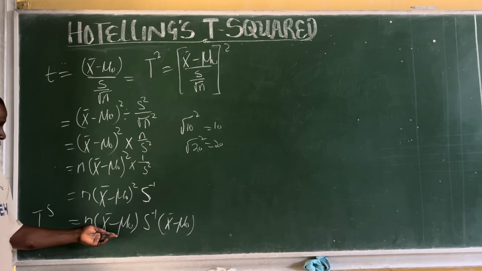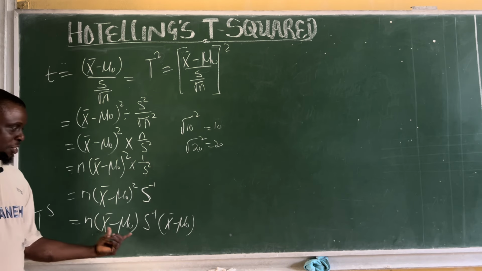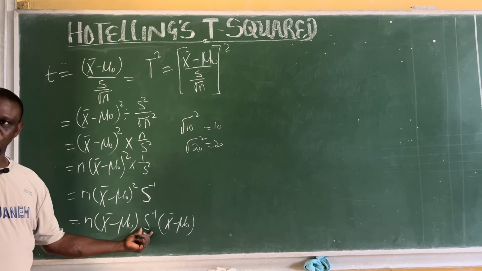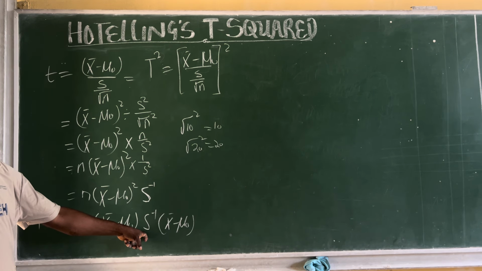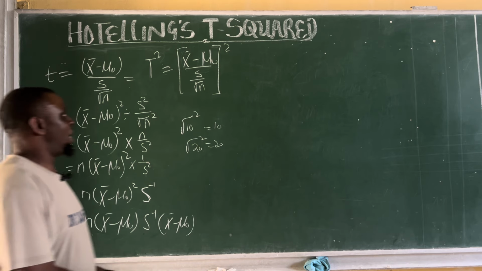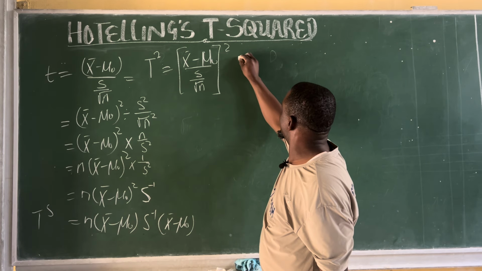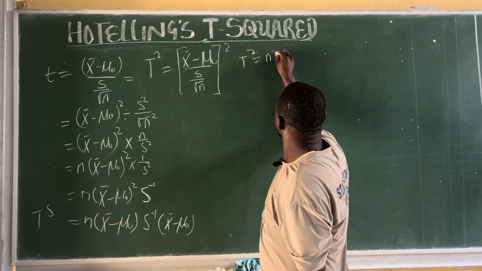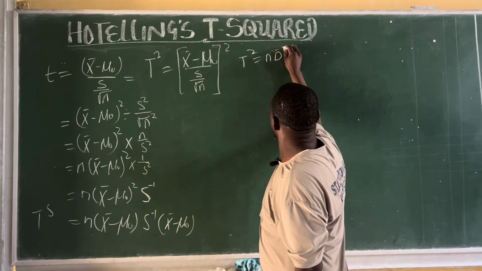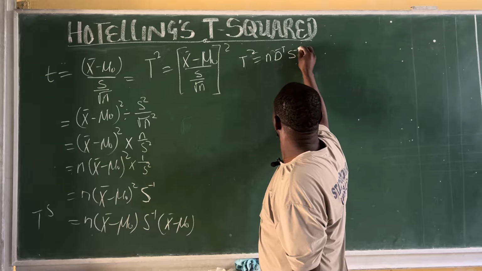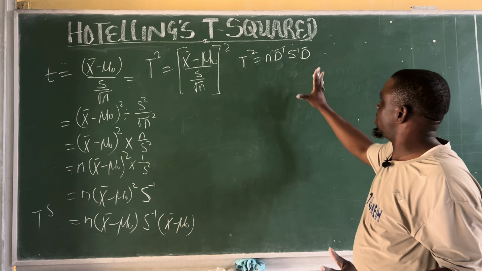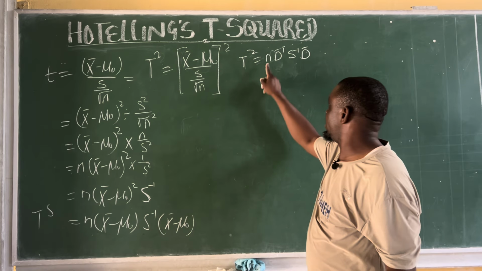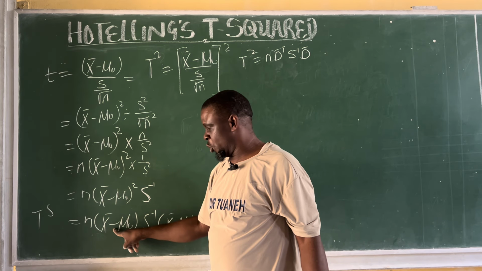Now what we have here is a vector. This is also a vector, and this is a variance covariance matrix, because we are dealing with multivariate data. This is a vector, this is a vector, and then this is a variance covariance matrix. Now, having said that, in most books, you see that your T squared is given as N D bar transpose, then you have your S inverse, D bar. What this means is exactly what we have here. This N is this.